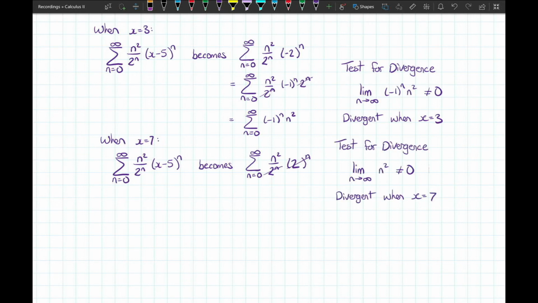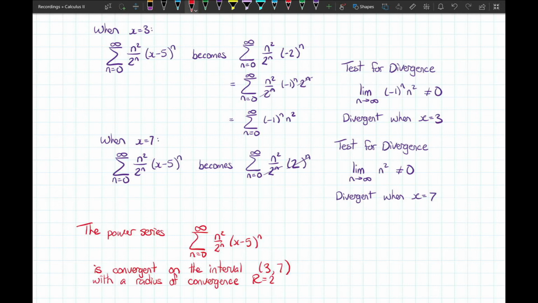Now we can go ahead and answer the question for what values of x this is convergent, since we know every possibility for the real number line. So we say that the power series n squared over 2 to the n, x minus 5 to the n, from n equals 0 to infinity, is convergent on the interval from 3 to 7, not including either endpoint, with a radius of convergence of r equal to 2. Why don't we take a look and see what that looks like in Maple so you can maybe see that interval and radius of convergence.